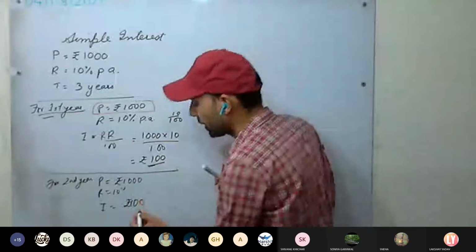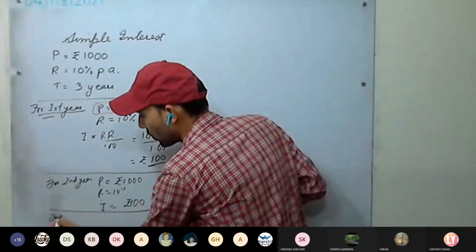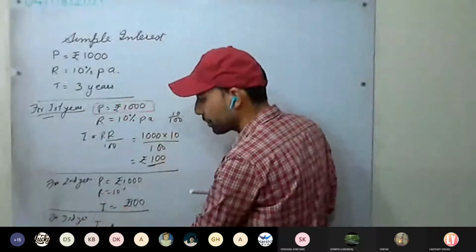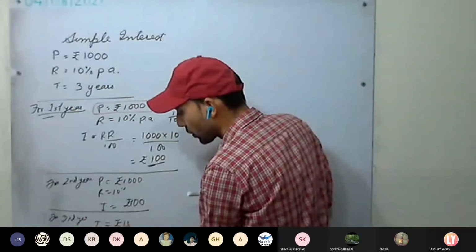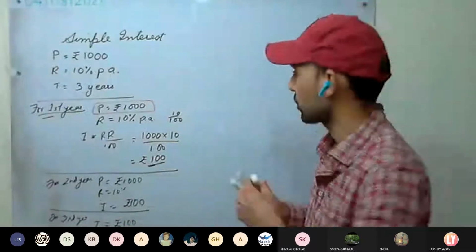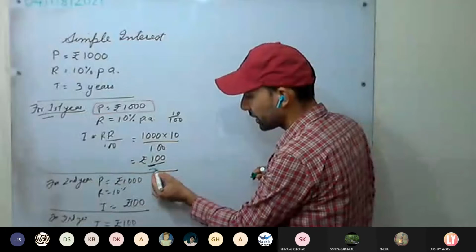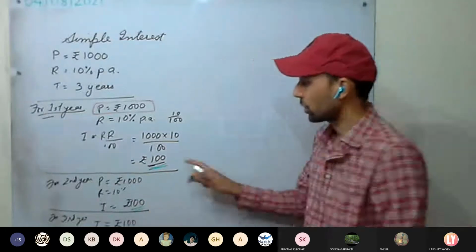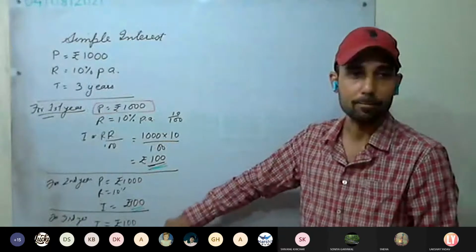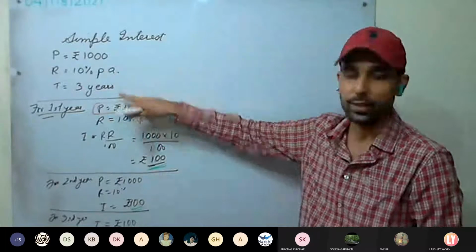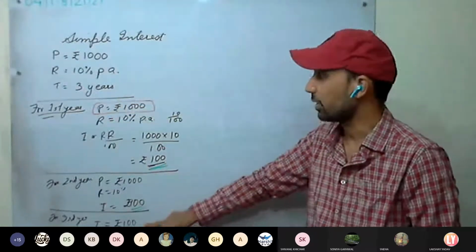Similarly, for the third year, what will be the interest? The principal will be the same, so the interest will be the same, rupees 100. So for each year, how much is the interest? For each year the interest remains the same, 100. Second year 100, third year 100. Total, how much is the interest? 300 is the interest. If you are calculating simple interest for 3 years, it comes out to be 300.